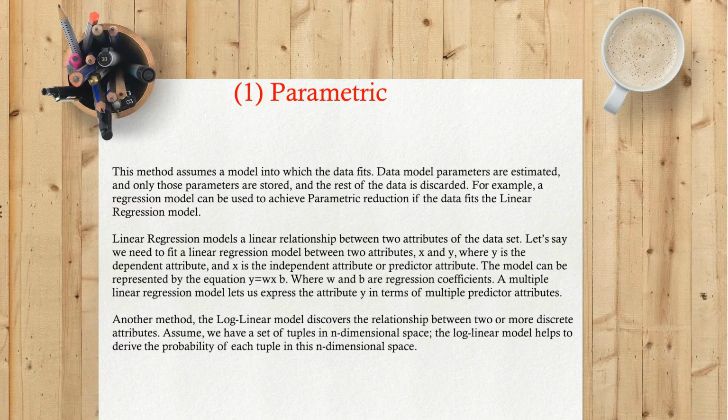Another method, the log linear model, discovers the relationship between two or more discrete attributes. Assume we have a set of tuples in n-dimensional space. The log linear model helps to derive the probability of each tuple in this n-dimensional space.